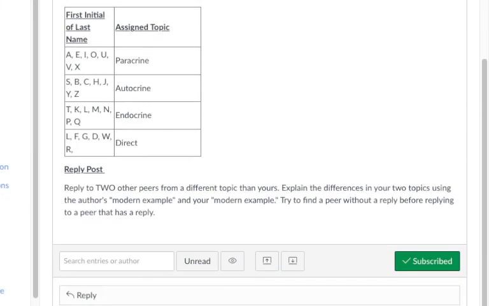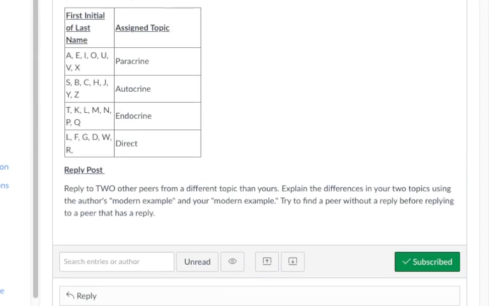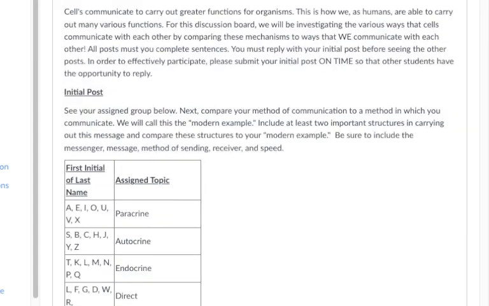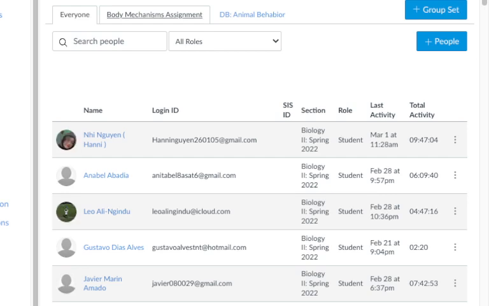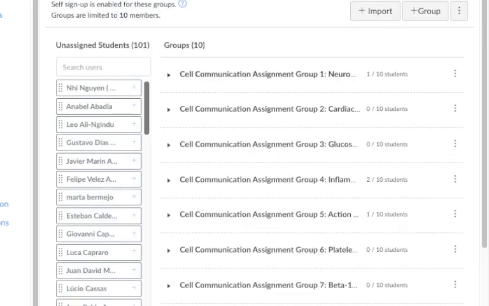Right here is the instructions. There are your assigned topics, whereas our body mechanisms assignment has not had thorough instructions yet, but that will be a group assignment where you can sign up with people that you wish to. Right here in the body mechanisms assignment, you can view here, click on which one you want to join, but if you don't join by Friday, one will be selected for you.